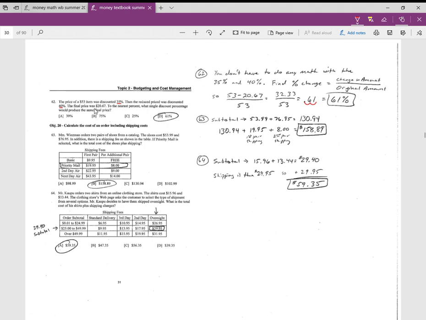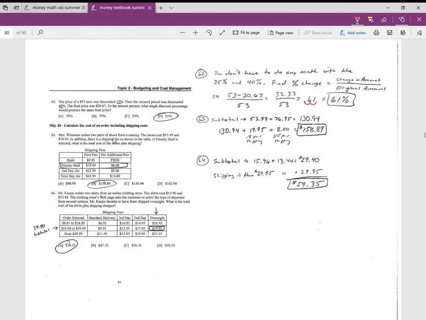There's 6 problems here. The math of these problems isn't necessarily going to be very difficult. It's making sure that you get the right information. It's basically going to be add, subtract, multiply, and divide, but you just have to make sure you have the right numbers. So let's take a look at number 63.